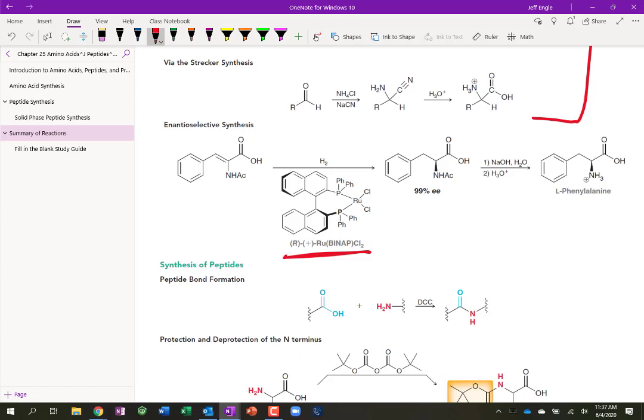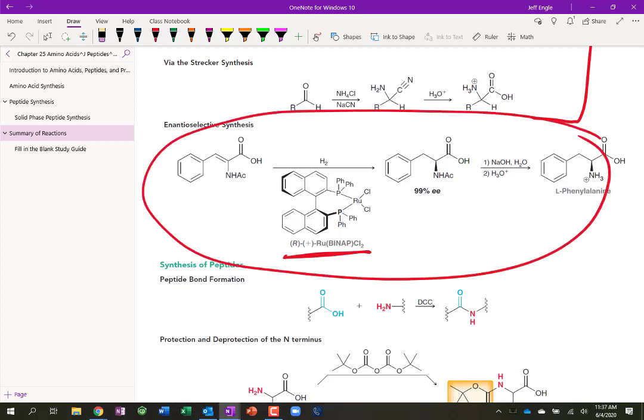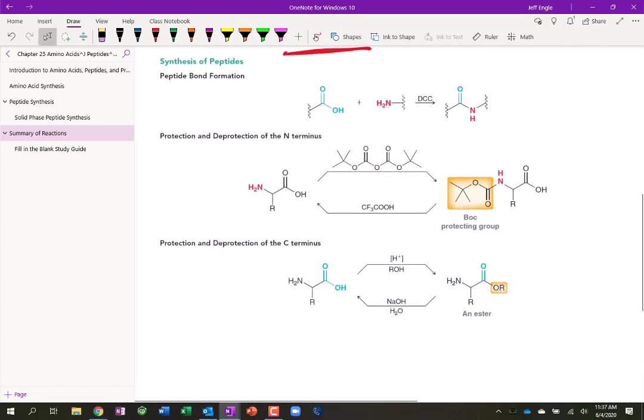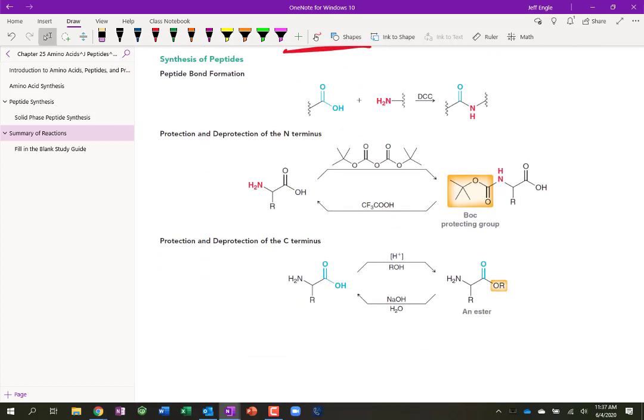If you ever work in a biochemistry lab, usually you just buy these directly from a manufacturer, but there are situations where you might want to make unnatural amino acids, in which case you would still do a method like this. And then in the last few videos, we saw how to make custom peptides, right?